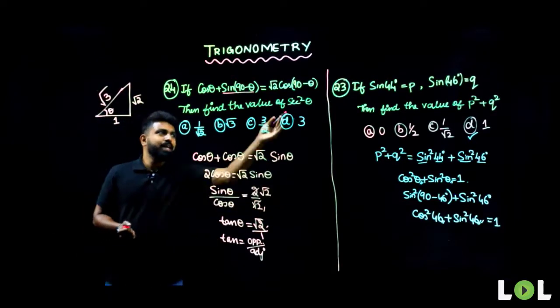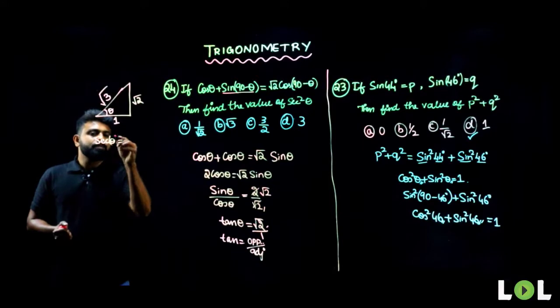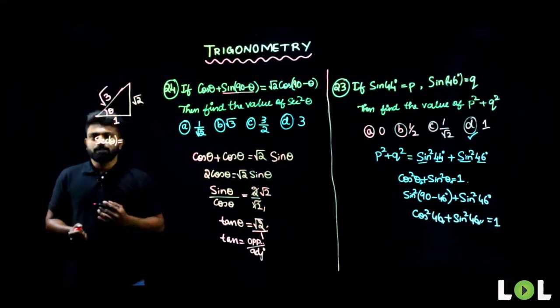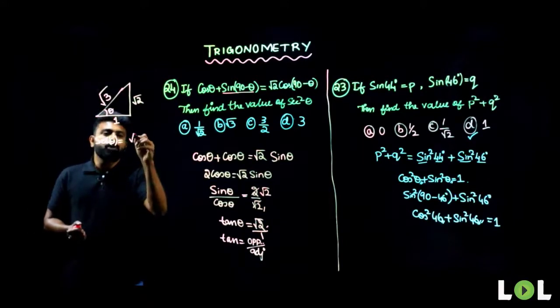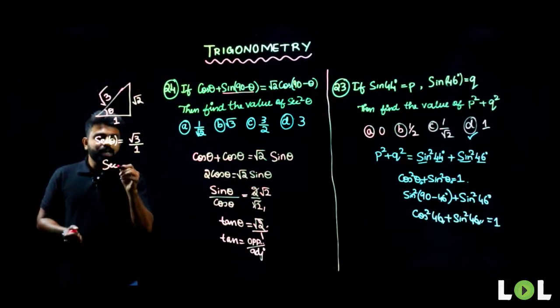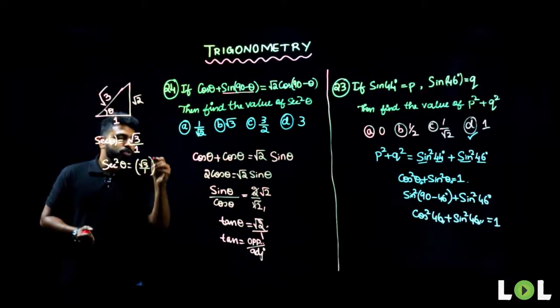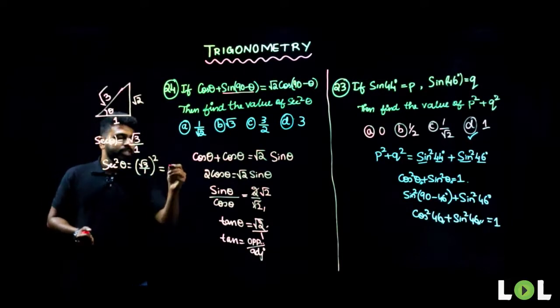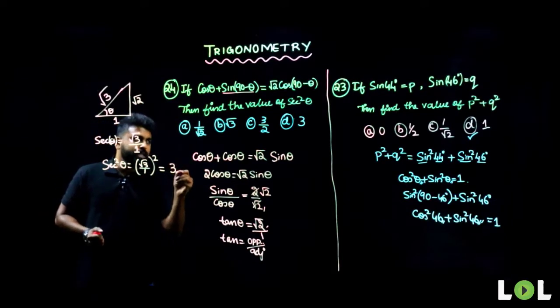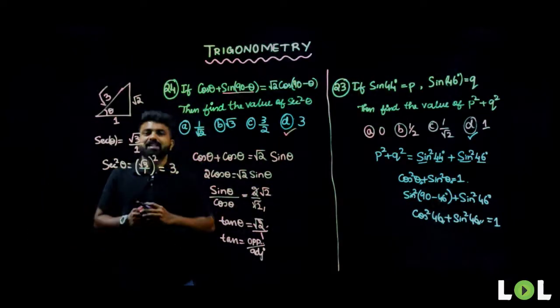Now they are asking us to find the value of secant square theta. What is secant theta here? Secant theta is nothing but 1 by cos, or I can also write it as hypotenuse by adjacent side, that is root 3 by 1. This is the value of secant theta. So, what is secant square theta? Secant square theta will be root 3 by 1 the whole square. So, what will be the answer here? Root 3 into root 3 will be nothing but 3. So, my final answer will be option D, that is 3.